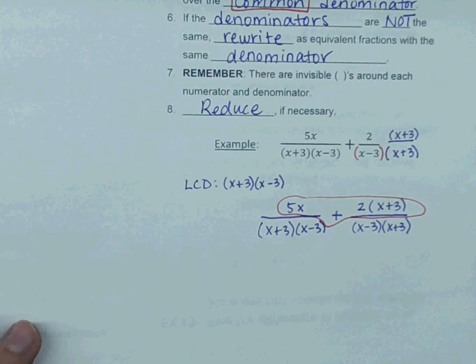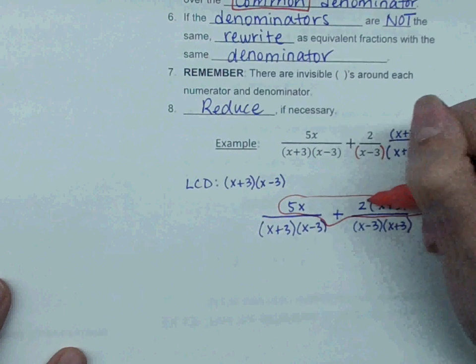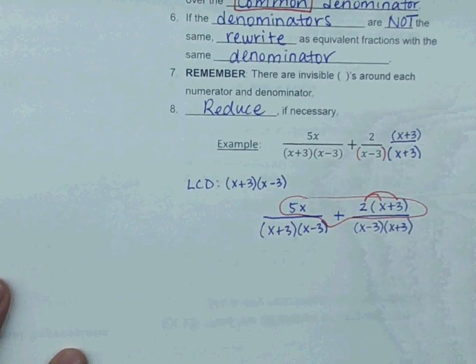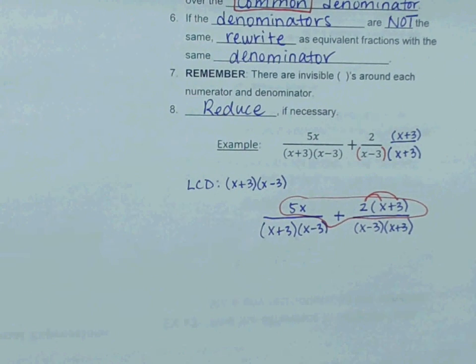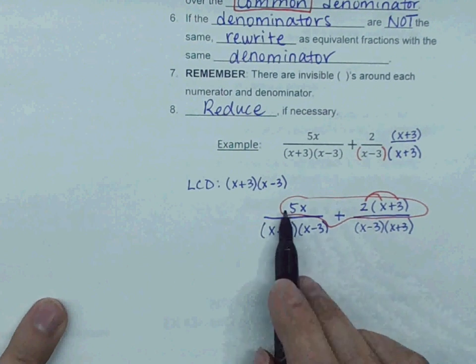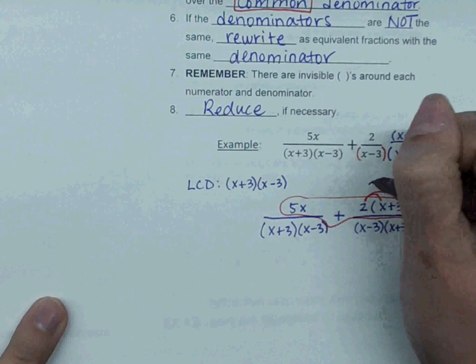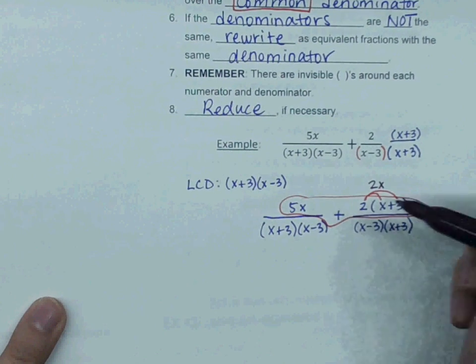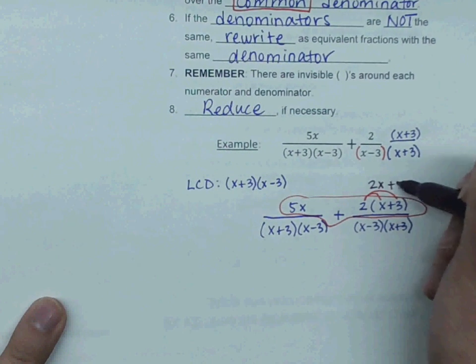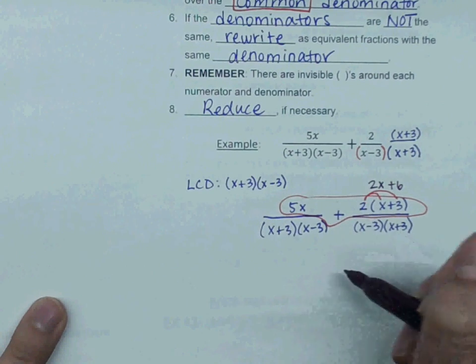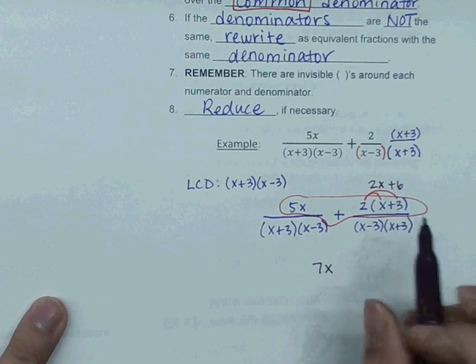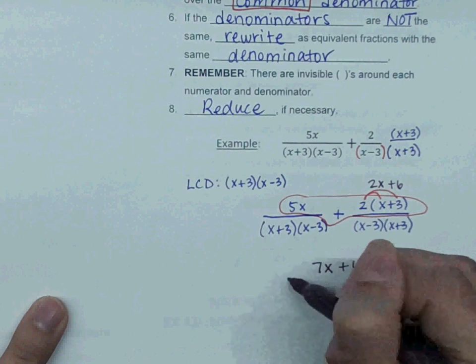So some of you can do that in your head, right? Keep in mind that this is going to have to FOIL out, or distribute out, I'm sorry. So what we're going to end up with is 5x plus 2x, right? Plus 6. So 5x plus 2x makes 7x, and then that 6 just gets added at the end.